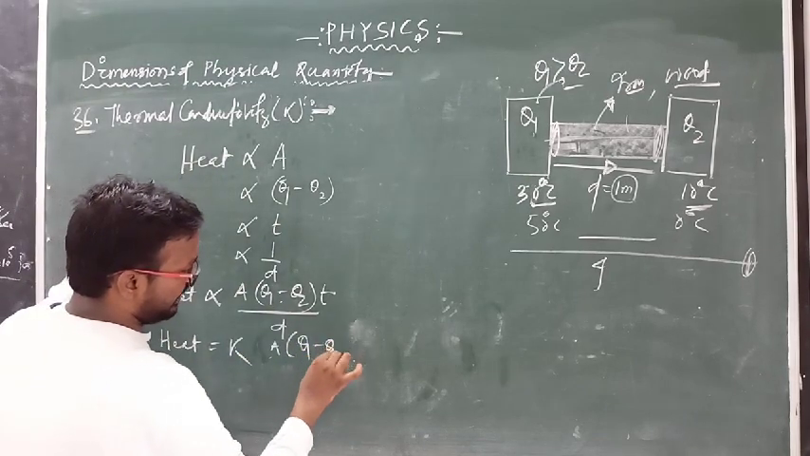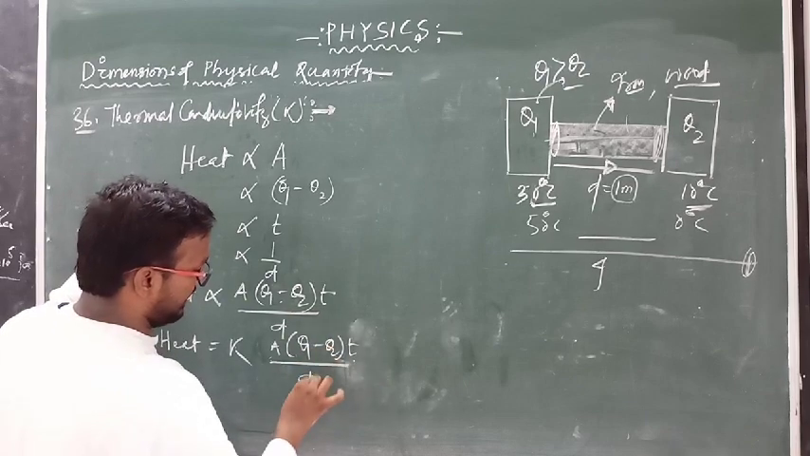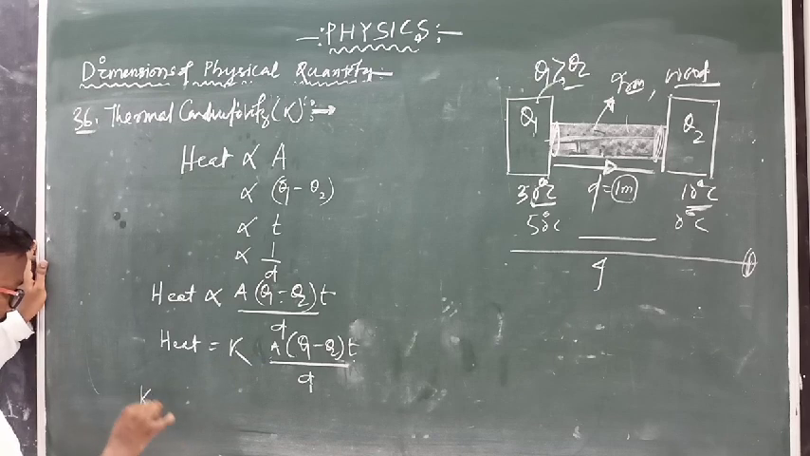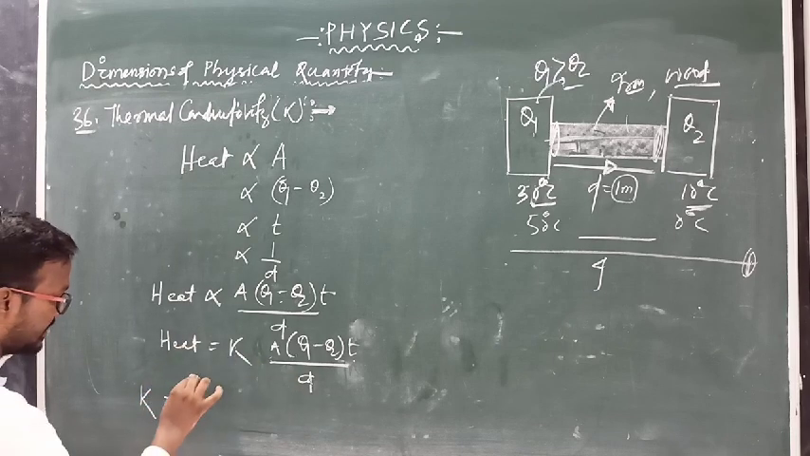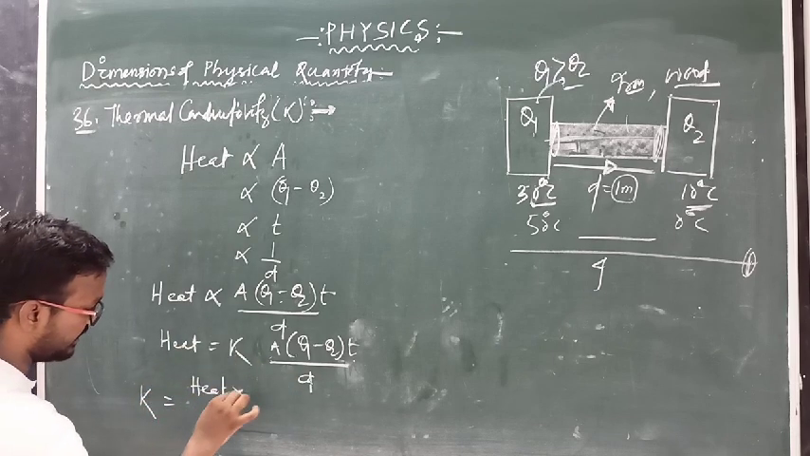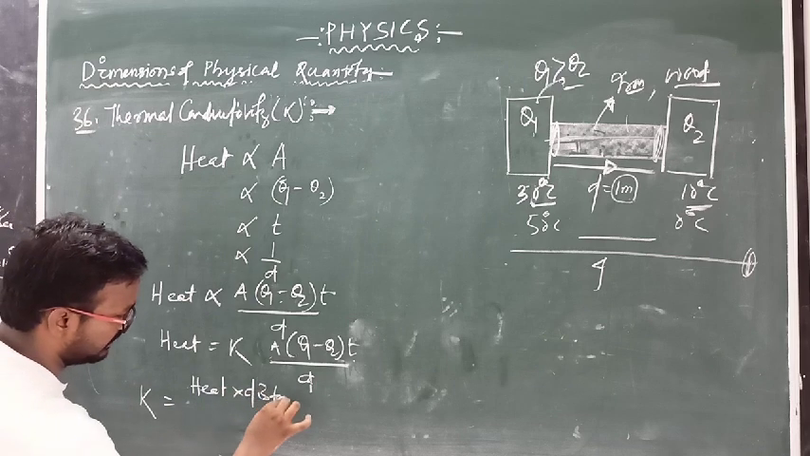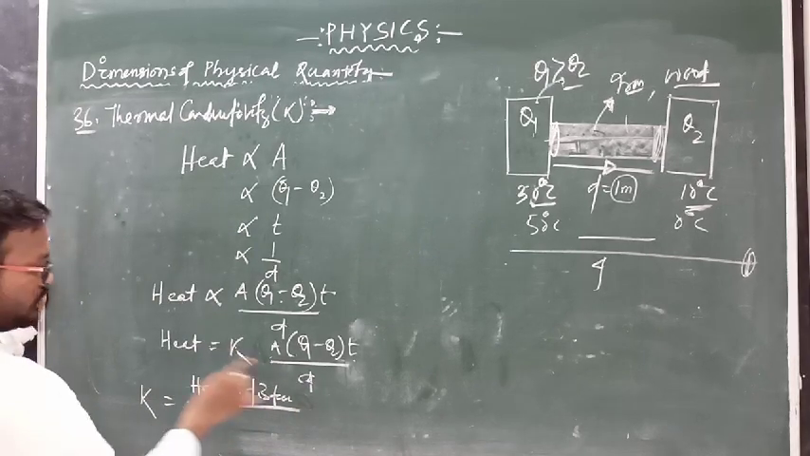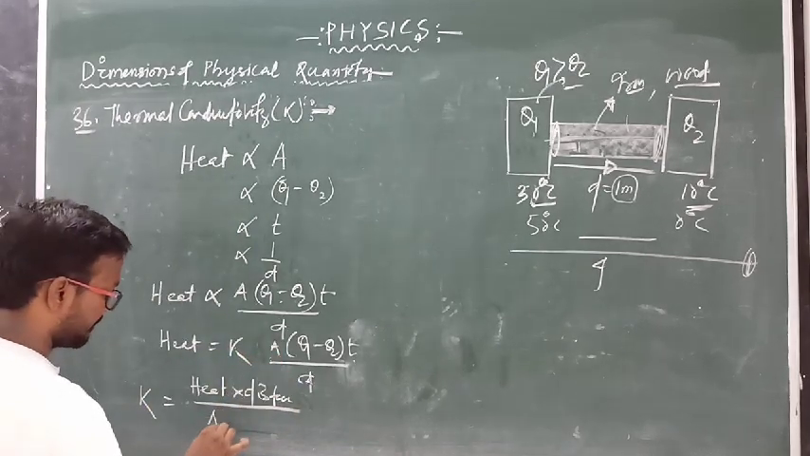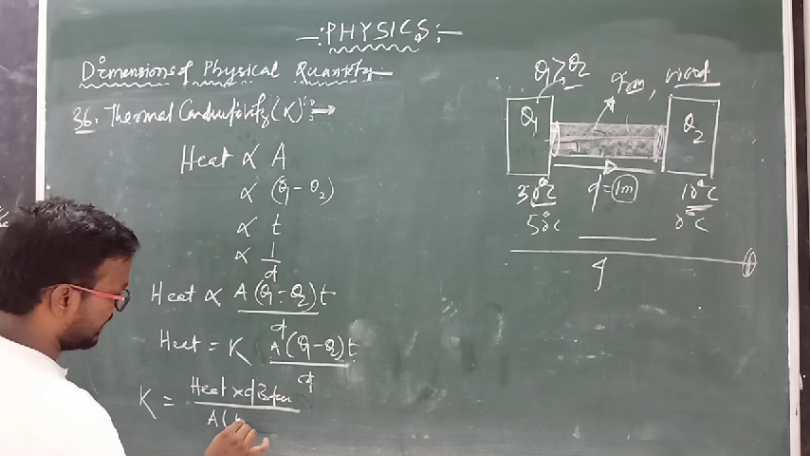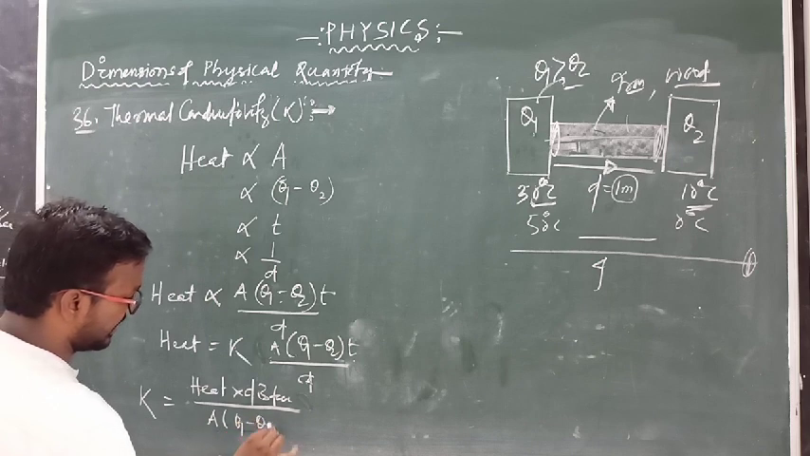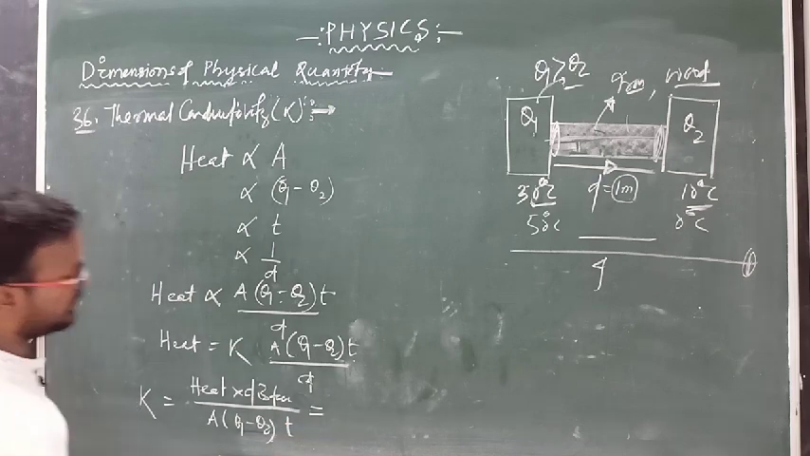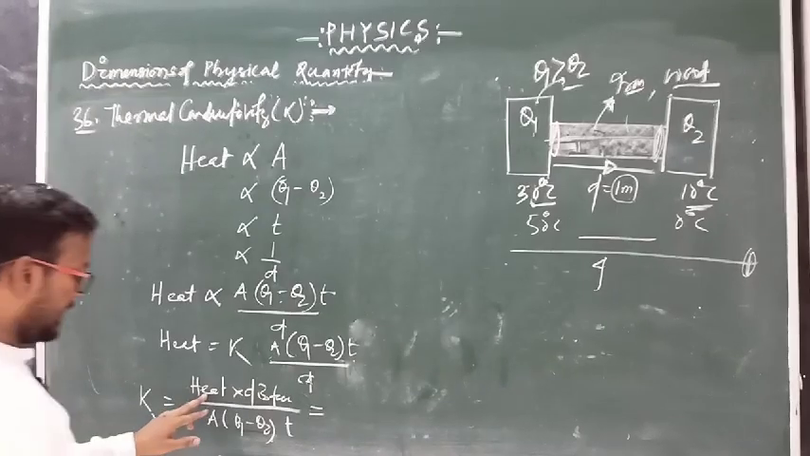K is equal to A into theta 1 minus theta 2 into T by D, and you can write here K equal to heat into distance, divided by A into temperature difference theta 1 minus theta 2 and time T. Clear? So you can write the dimension of this thermal conductivity K, heat.